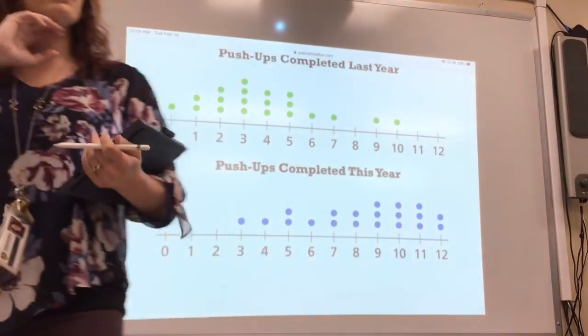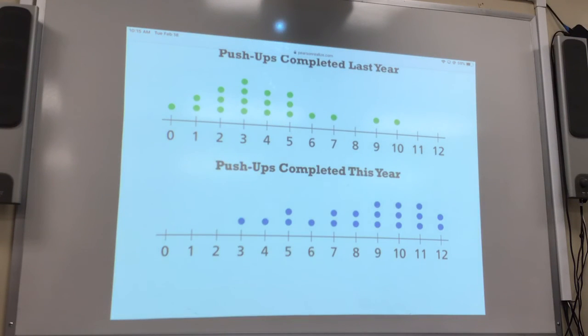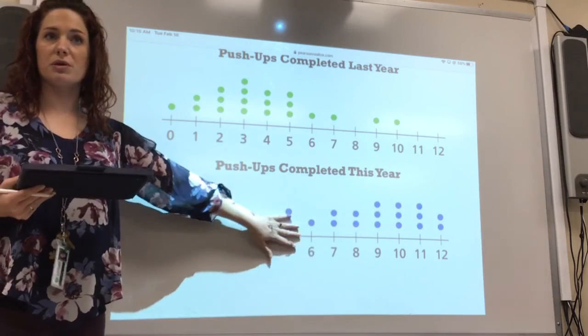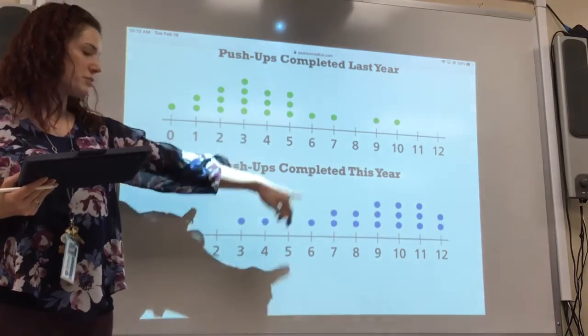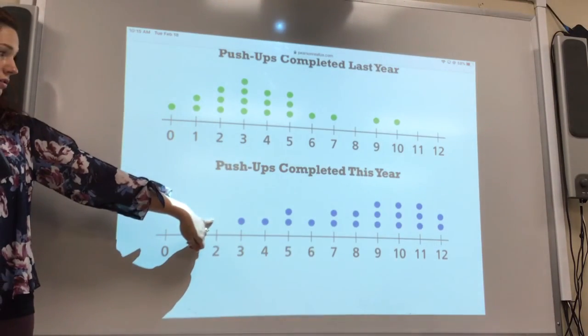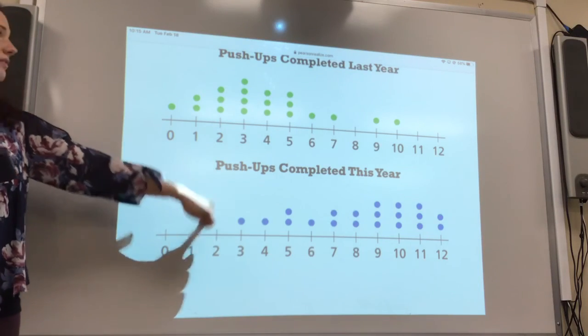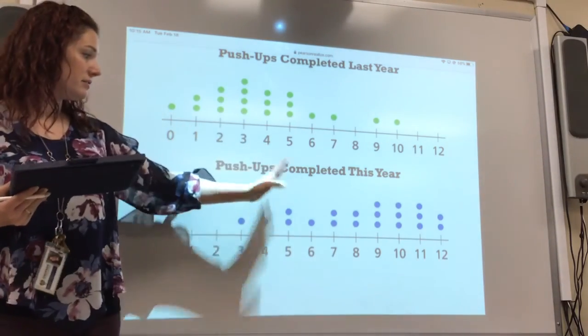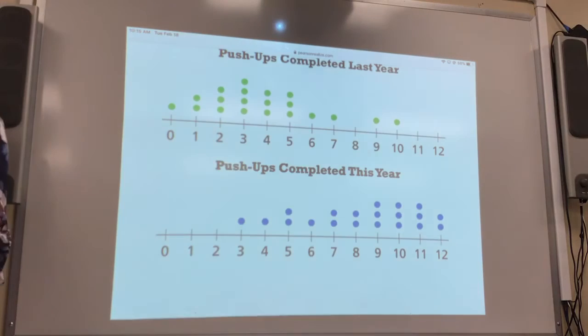Donnie? There's more good than there was last year. Use different words than that. There is more higher numbers completed than last year. Okay, so you can say generally students did more push-ups this year than last year, right? More push-ups were done down here. What is the mode of this year? Jude? 9, 10, and 11. What's the mode up here? 3. So the mode went from 3 to 9, 10, 11. So they increased by quite a bit, we could say.